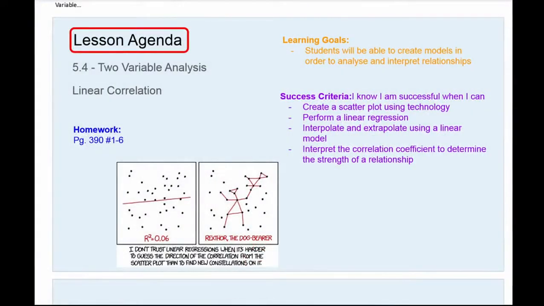In today's lesson, we're going to be moving on from one variable analysis to two variable analysis. So we're going to be looking at analyzing two variables, and we're going to first look at analyzing this through linear correlation. So linear correlation is basically just a fancy way of saying, I want to create a line of best fit. And we're going to look at how we can do that using technology.